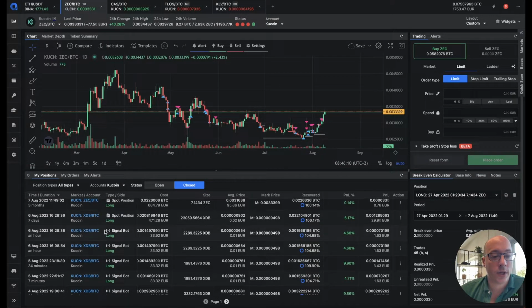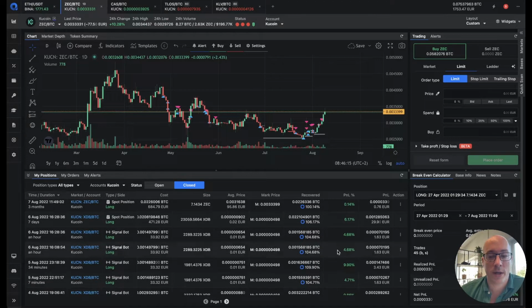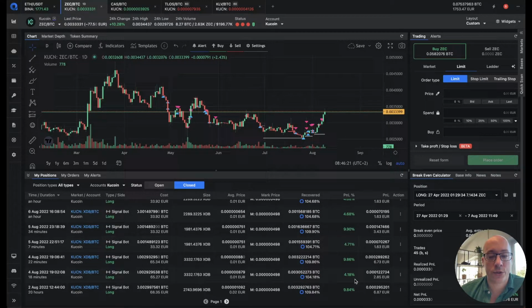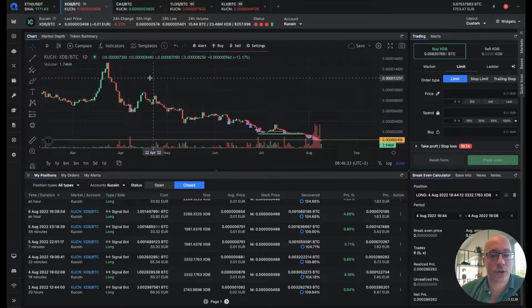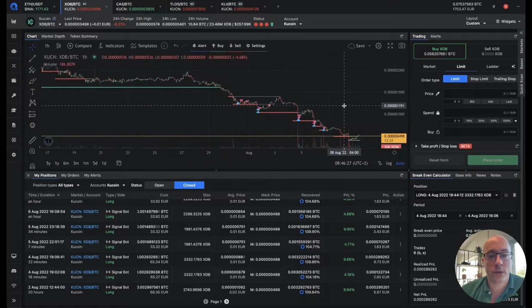And in the last few days, we've also had XDB. Now, as you can see here, it's just XDB, XDB, XDB. And we've made a lot of profit on those ones. It was just 10% after 10%. So let's have a look at the chart. And we can go a little bit closer for this one.